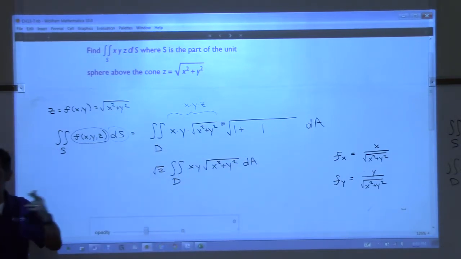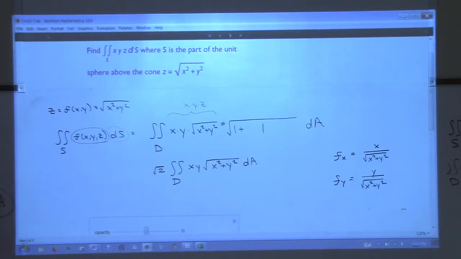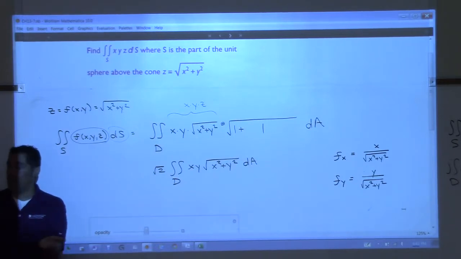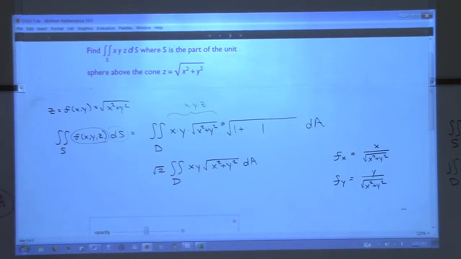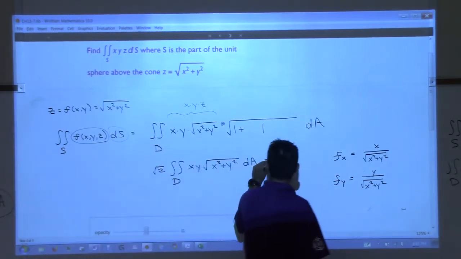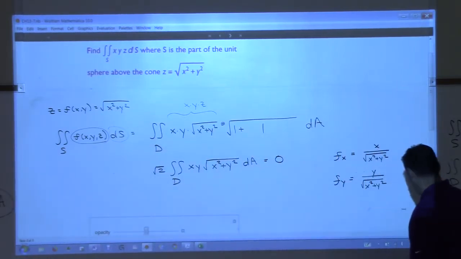Okay? So this shortcut actually did not help us. It's pretty much the same thing, except we never had to calculate the partials and cross them, right? That never happened. So it saved us that work. So I'm just going to put here, this is equal to 0 because of what we've already done.